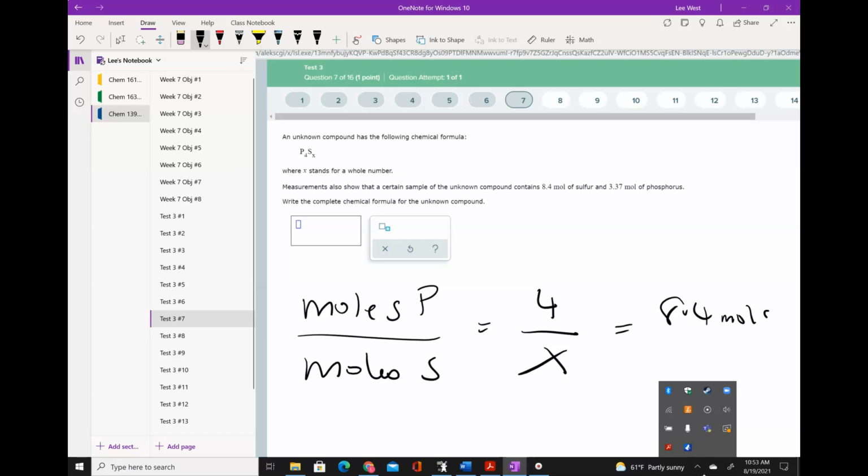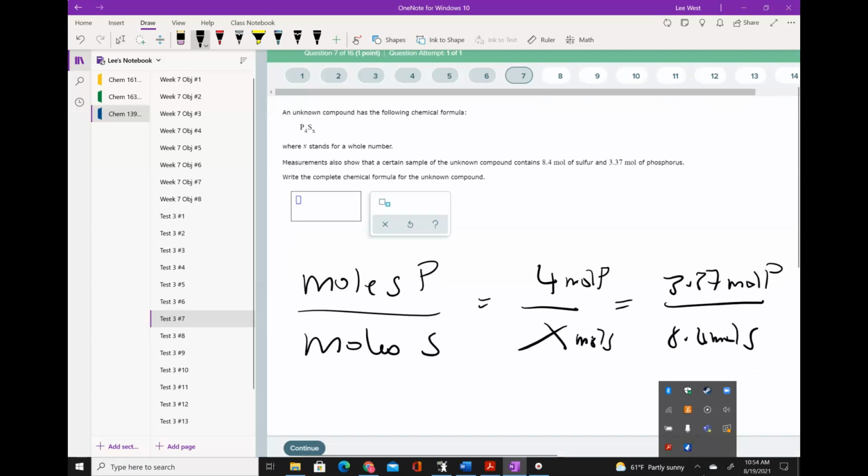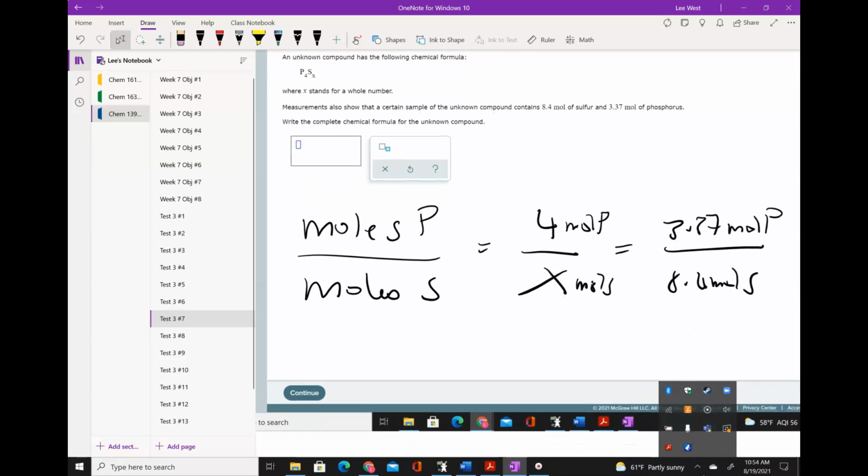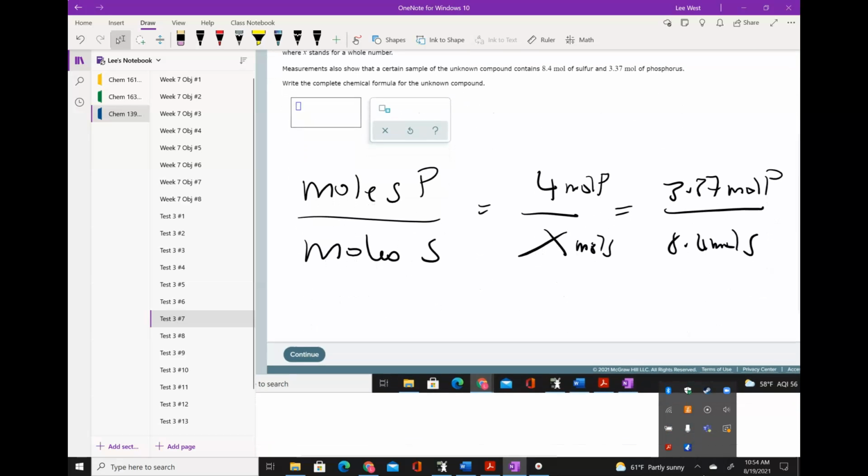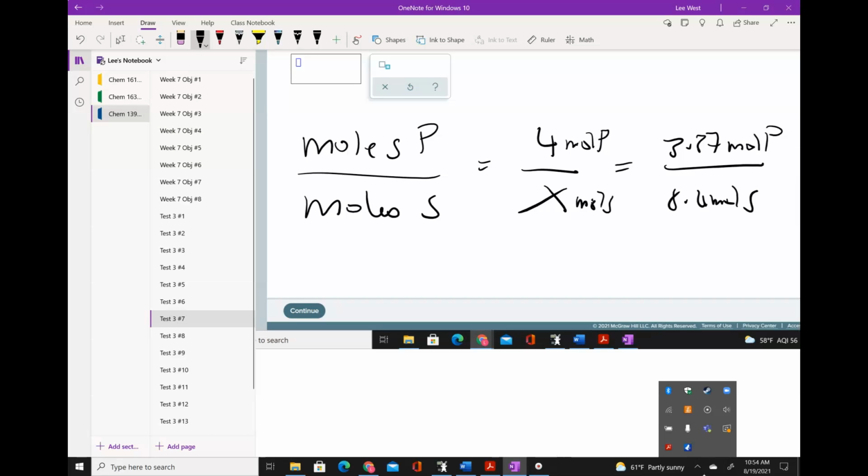8.4 mole of sulfur. I should put mole sulfur here. Oh, sorry, mole. This is mole P, and this is mole sulfur. This is 8.4 moles of sulfur and 3.37 mole of P. So I know that X is bigger than 4, don't I? Because from this sample. So all I've got to do now is solve for X, right?